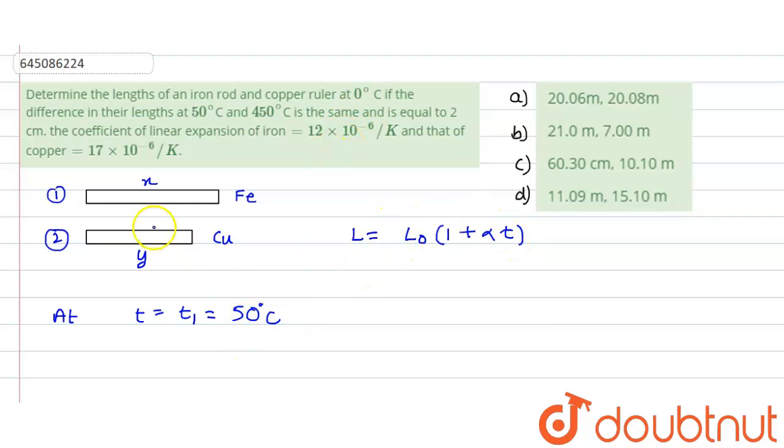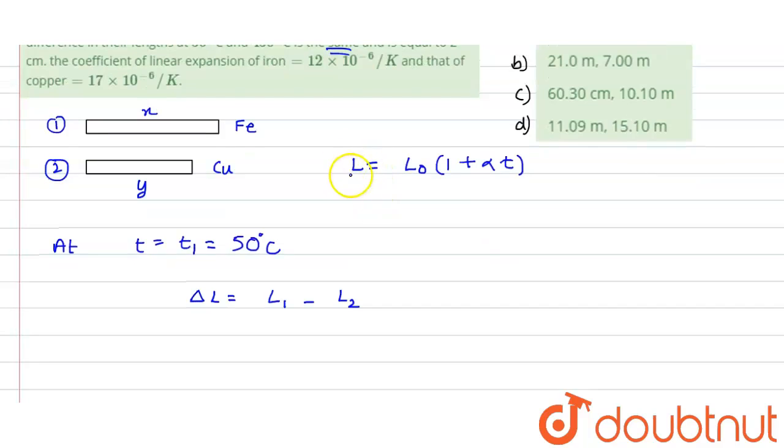Now we have been given that the difference in length is the same. So our delta L in the first case would be the length of 1 minus the length of 2, assuming that length is more. The final length depends upon two factors: the initial length and the value of alpha, because the temperature is the same for both. Clearly, for copper alpha is greater. So for iron, L naught would be x, the initial length.